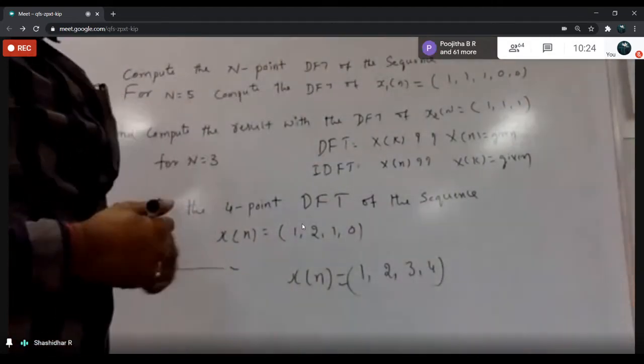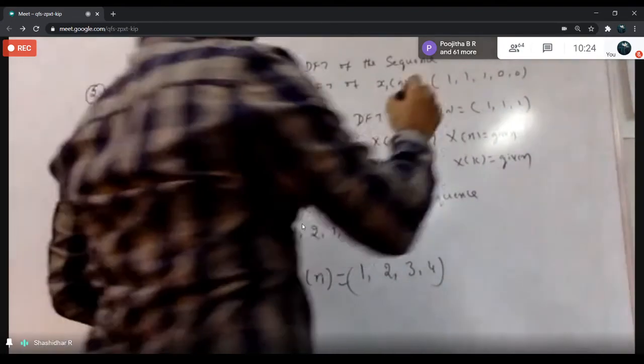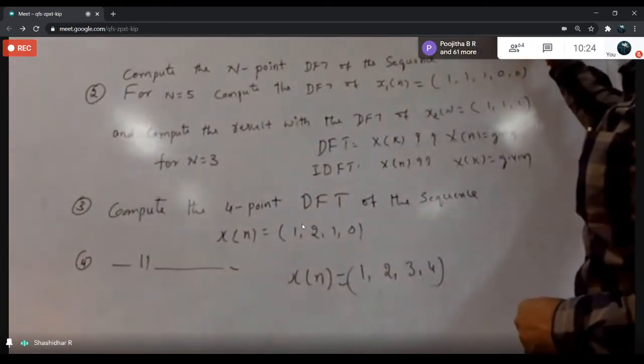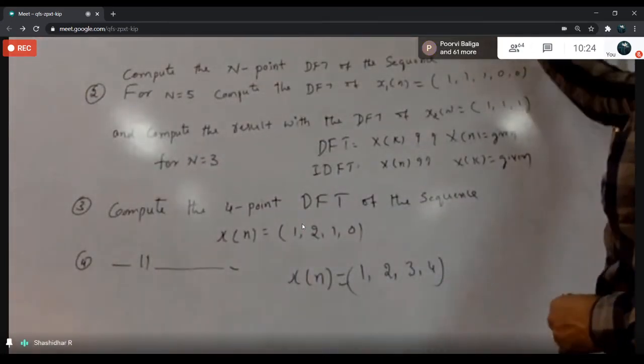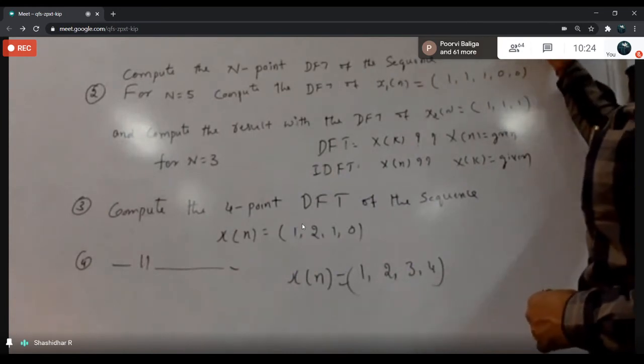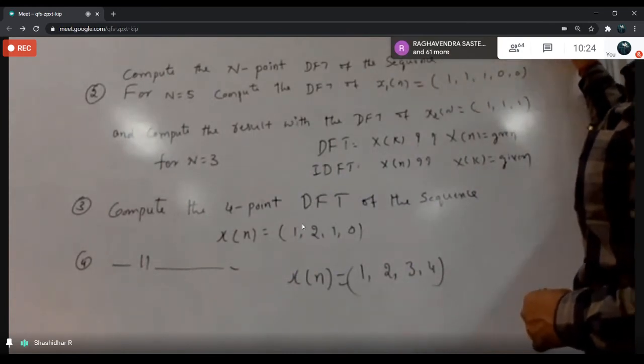And then carefully observe the values of W. W n to the power of nk is there. So we have e to the power of minus j 2 pi kn divided by n.